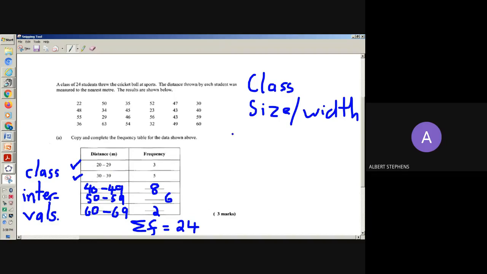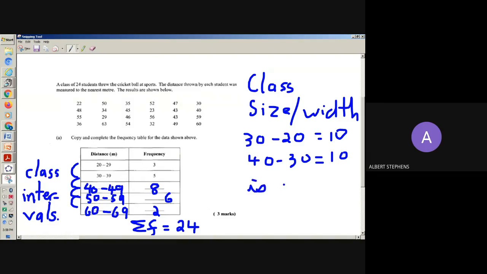All right. So if we subtract 20 from 30, what do we get? We get 10. And as you can see, if we continue like that, 40 subtract 30, basically we're subtracting these two class intervals. We notice all of them have the same value, 10. So the class width or the class size is 10. Another name for class width and class size is what we call sample size.